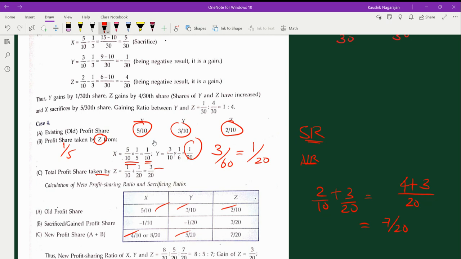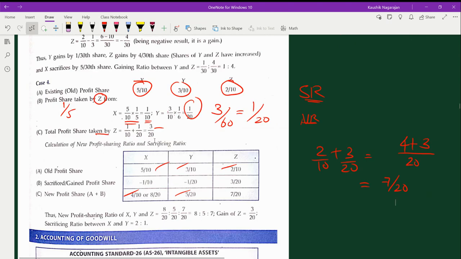So 4 plus 3 is going to be 7 by 20. That will be the new profit share of partner Z, and thus the NPSR of X, Y, and Z will be, sorry, 8 by 20 is to 5 by 20 is to 7 by 20, because if you see, initially we are getting for X, Y, and Z 4 by 10, and over here it is 5 by 20, and over here it is 7 by 20.